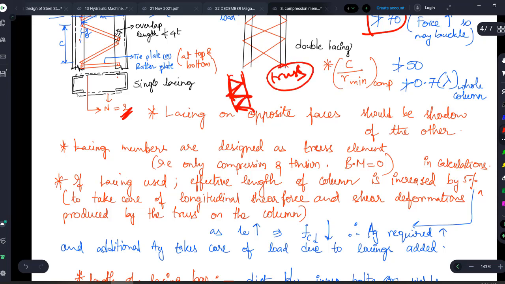ठीक है, तो इसका लोड कहाँ पे पड़ रहा है? कॉलम पे पड़ रहा है ना. The column is carrying these trusses. Agreed or not? So it is carrying some extra load on it. Therefore the load carrying capacity is actually decreasing. Agreed or not? यहाँ पे क्या हो रहा है? Because as it is already taking some extra external load because of these lacings, the load carrying capacity is going to decrease. Agreed or not?